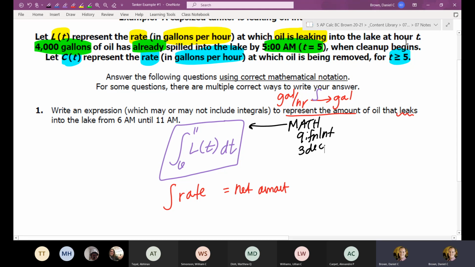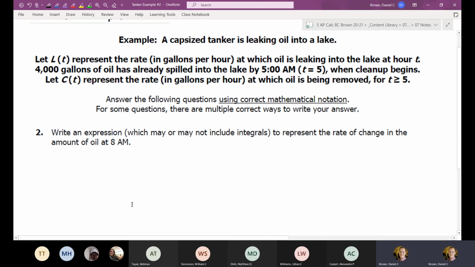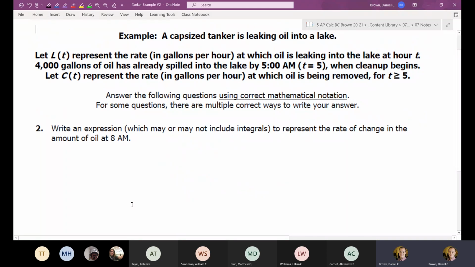All right. I'm just going to run through problem after problem. Same situations. We don't have to re-talk about another one. But I have: write an expression which may or may not include integrals to represent the rate of change in the amount of oil at 8 a.m. So we know we're looking for something to represent a rate of change in the amount of oil at 8 a.m. If I need something to represent a rate of change in the context of this problem, what would be the units of that answer?